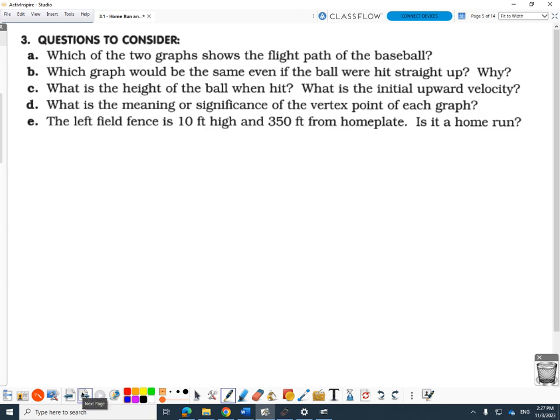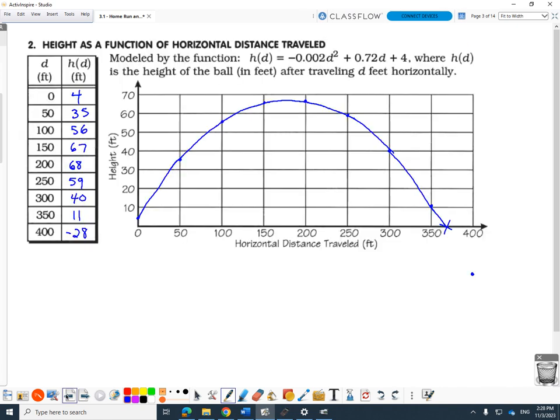Okay, which of the two graphs shows the flight path of the ball? The second one. It actually shows the same thing we saw in the Jose Bautista video. When you're watching on television and watching a baseball fly through the air, that's what this one is. Distance and height, those two things going on. So that's a realistic look at what baseballs look like.